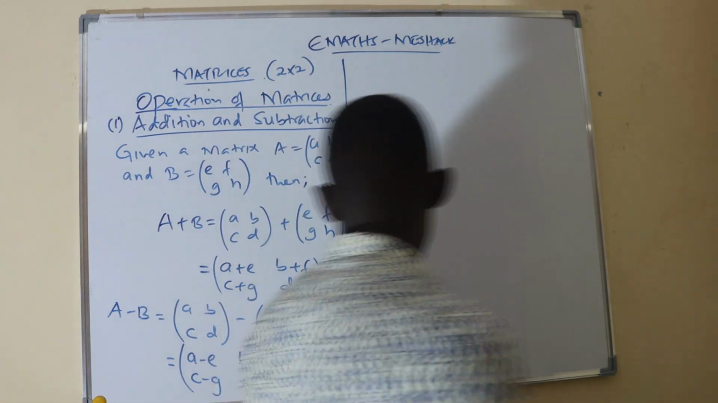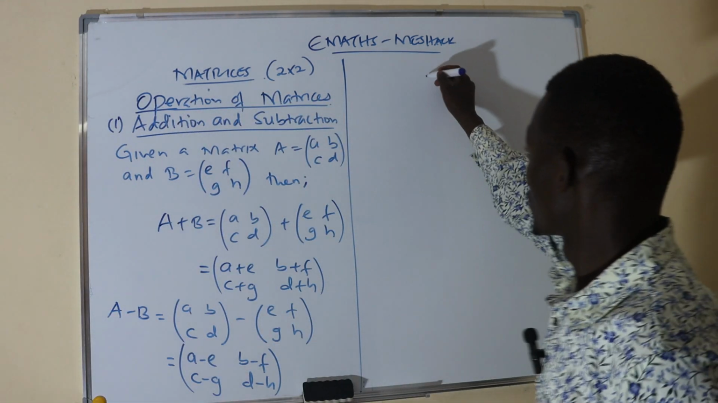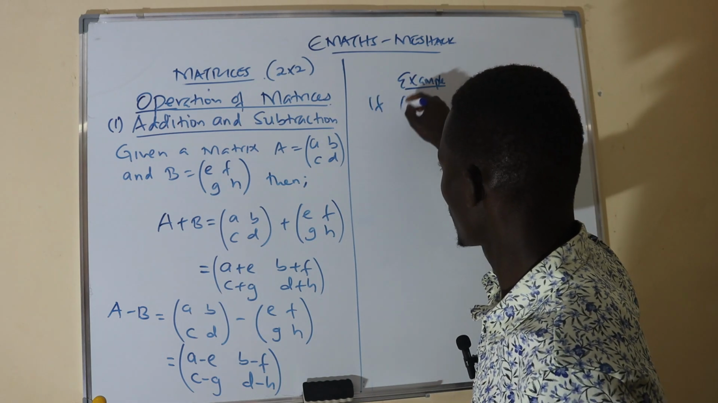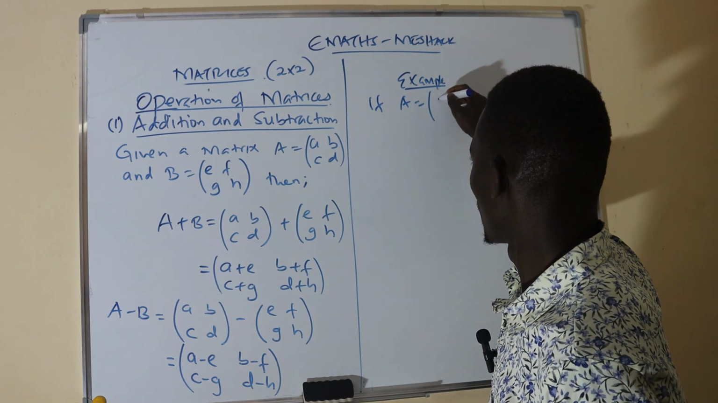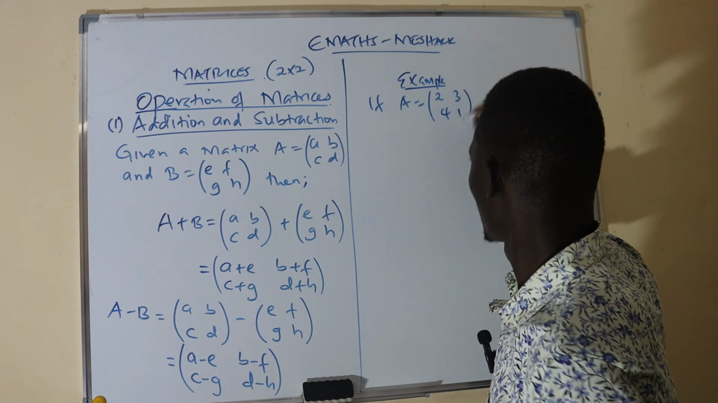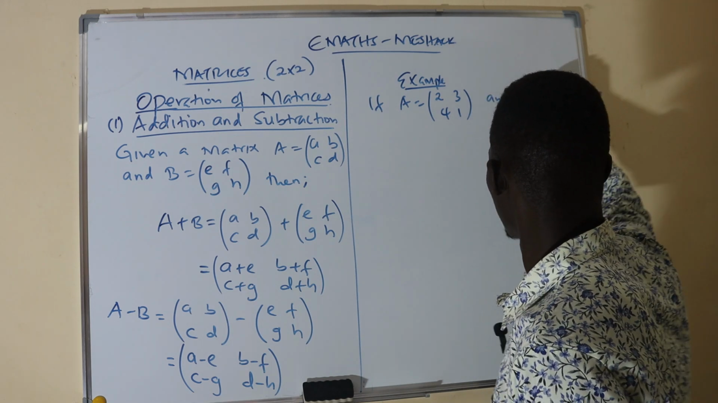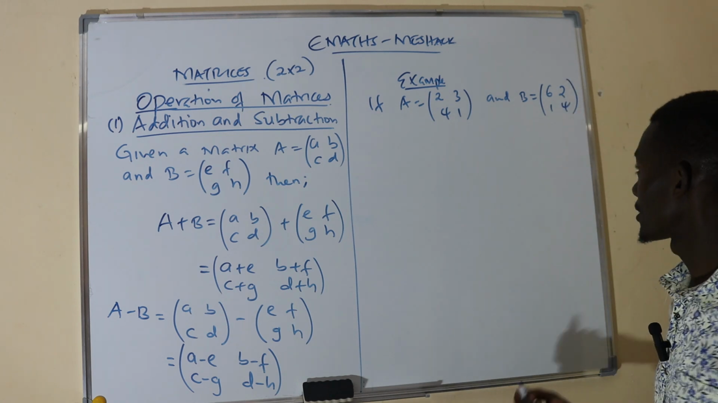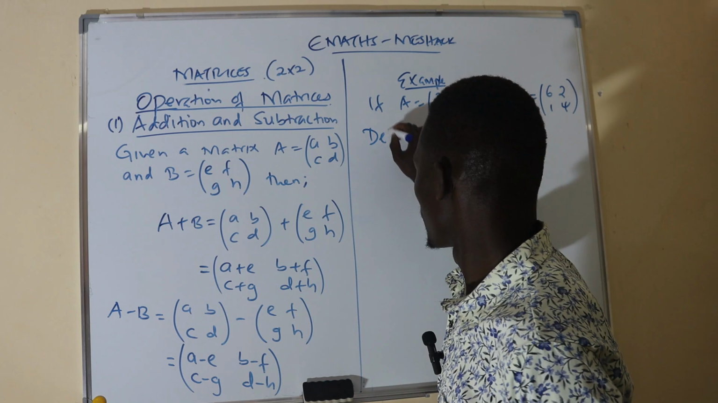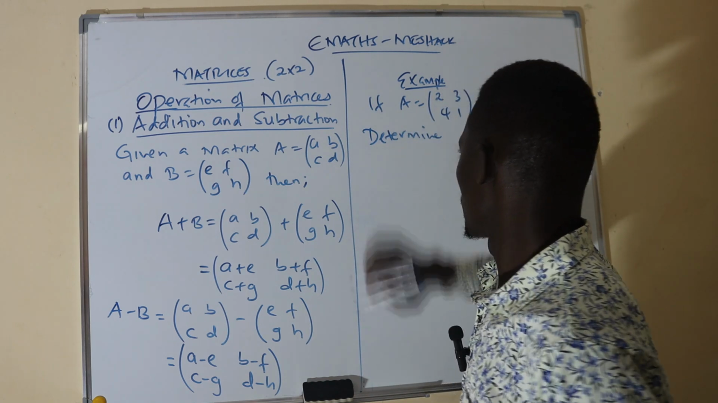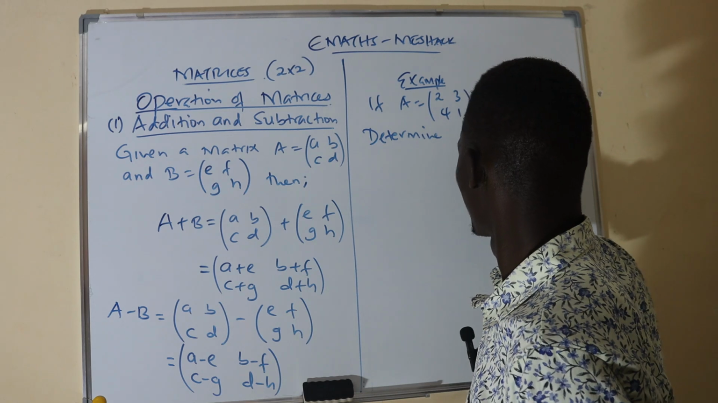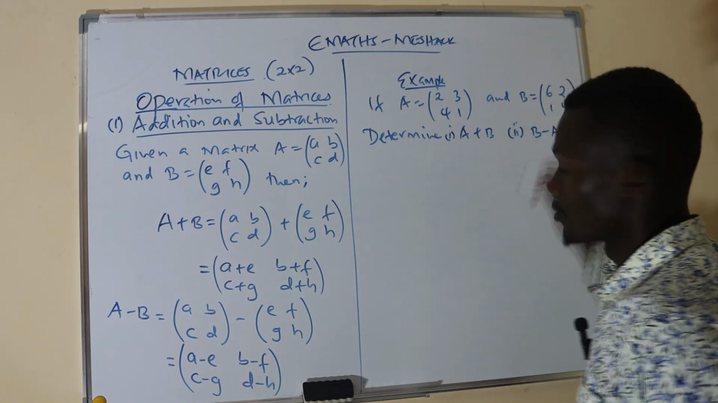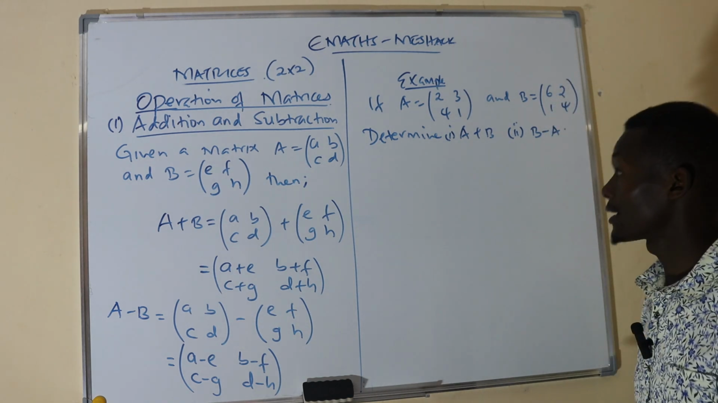You can check an example or two to illustrate this. If A is given by 2, 3, 4, 1 and B is given by 6, 2, 1, 4, determine first A plus B, and second B minus A.